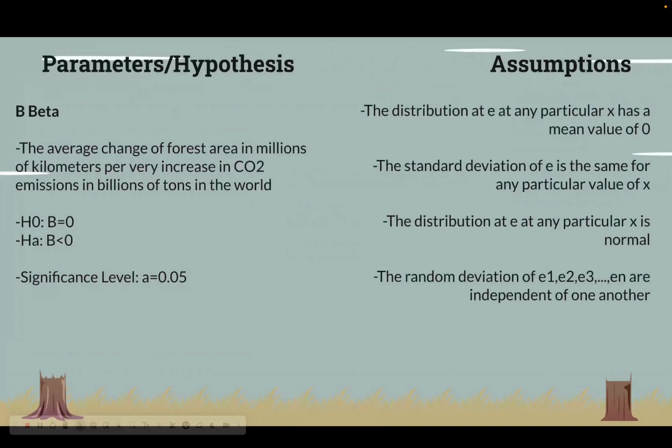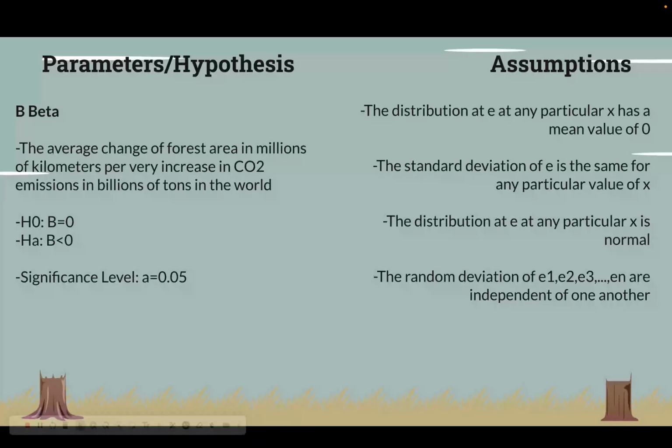For the linear regression t-test, b is our beta, which is the average change in forest area in millions of square kilometers for every increase in CO2 emissions in billions of tons in the world. The null is that beta is equal to 0, and the alternative is that beta is less than 0. The significance level is alpha equals 0.05.